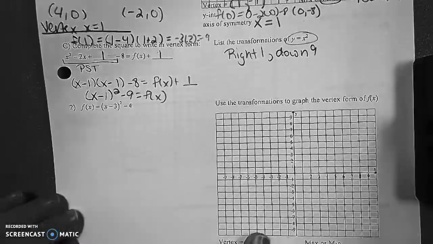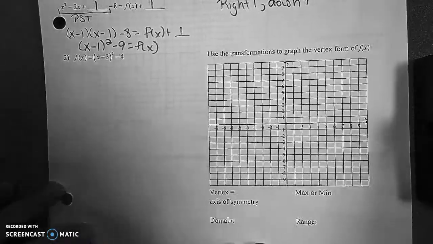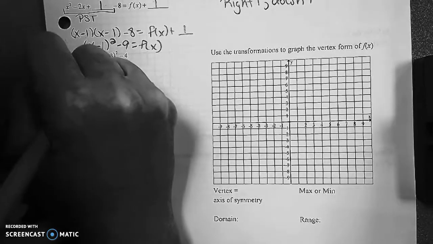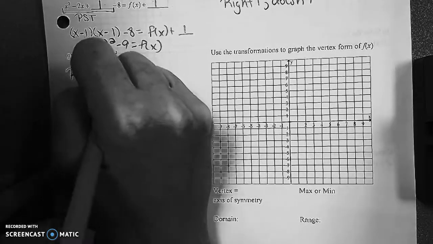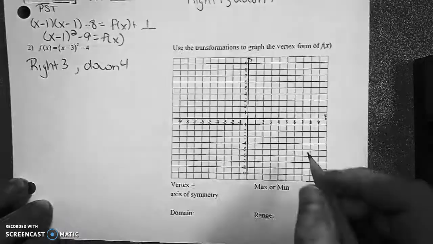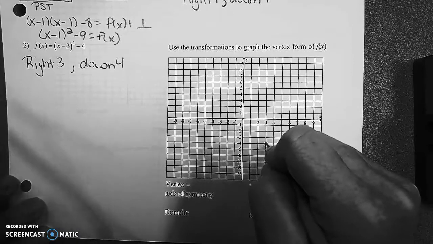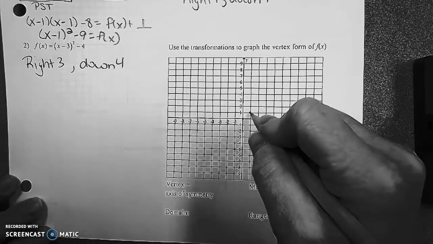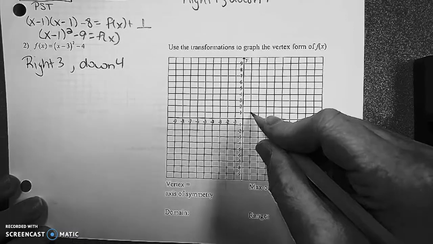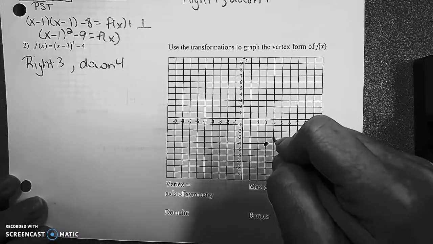So let's actually look at number 2. So number 2, as you can see, is in a form where you can use transformations. The transformations here would be right 3 and down 4. So I'm going to take (0, 0). I'm going to go right 3, down 4. I'm going to take (1, 1) and go right 3, down 4.